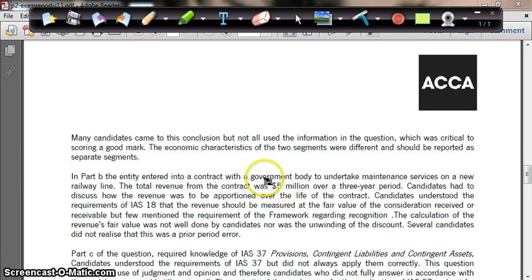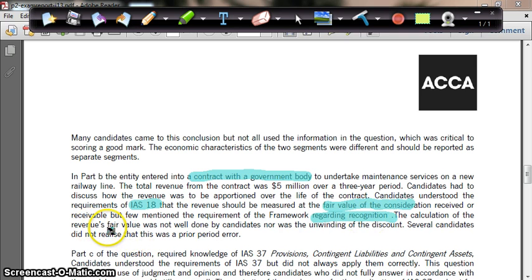The next was whenever there was a contract with a government body, and this was to undertake a maintenance service contract of a railway line. So IAS 18 was what was required to be looked at here, and the standard that was going to govern how this appears within the accounts. So here we really need to understand that the revenue needed to be measured at fair value of the consideration received or receivable, but then the examiner was saying that few candidates mentioned the requirement of the framework regarding recognition of the revenue itself.